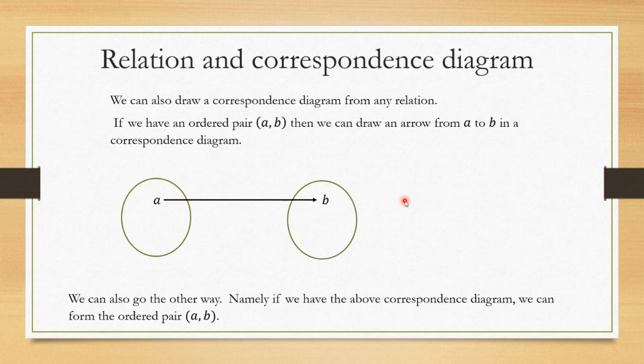And we can really go the other way around. Namely, from a correspondence diagram like this, you could form the ordered pairs, where again, the domain would be the first set, the range would be the second set. So you can go back and forth, so to say. So we can go back and forth between relations and correspondence diagrams.